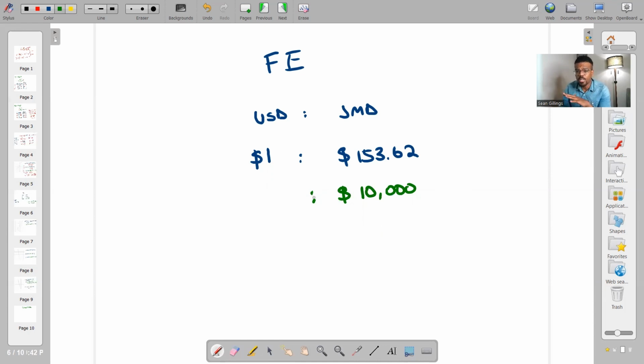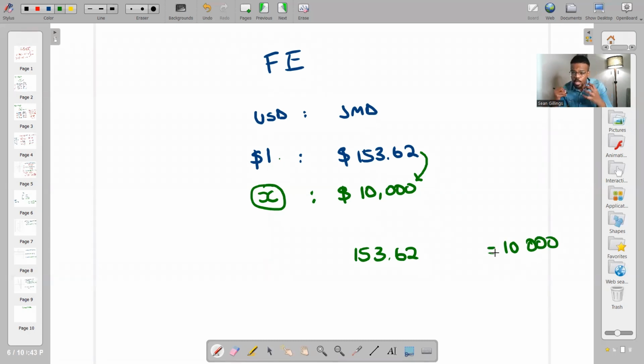So once again, the framework is always going to be the same. You're going to have some sort of conversion that you should know. And then the other two, you're going to know one part of it, but you won't know the other part of it, okay? Now, in order to figure out what this is, we first have to figure out how do you get from this to this. Now, did the number go up? Yes, it did. So it went from 153.62 and it went up to 10,000, right?